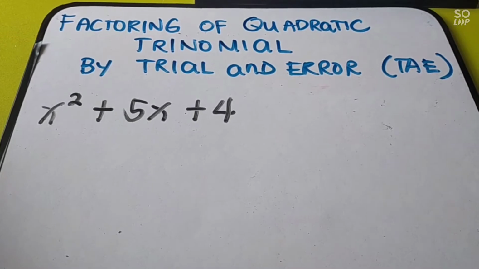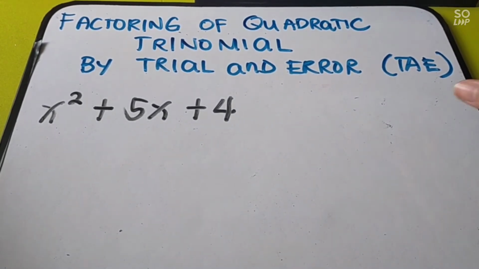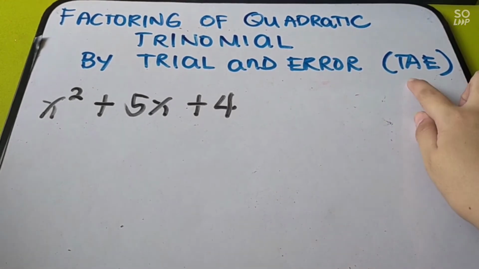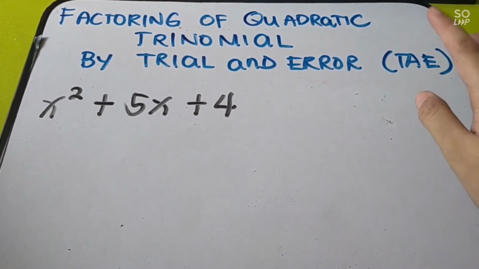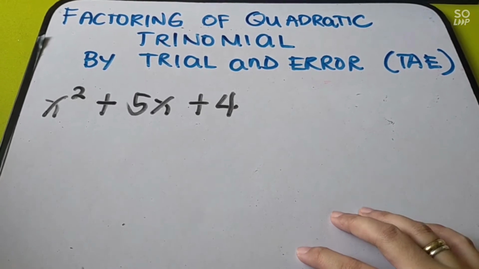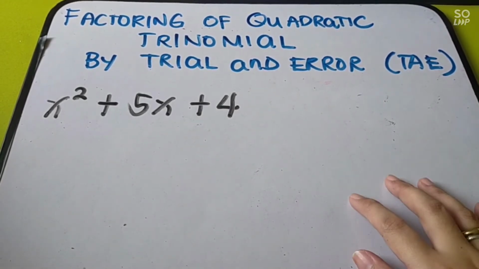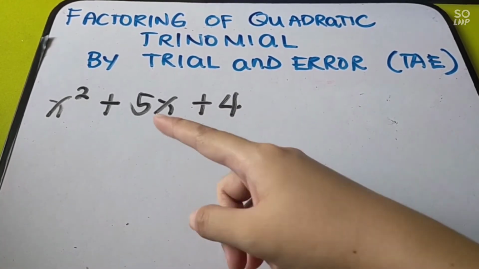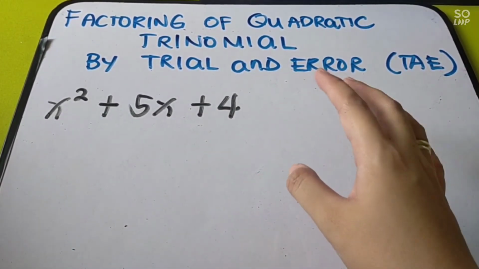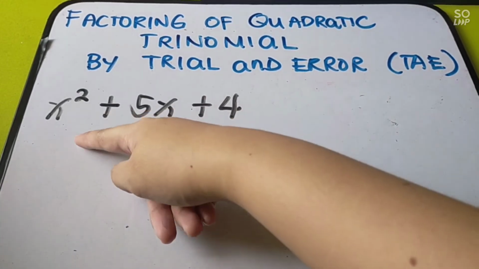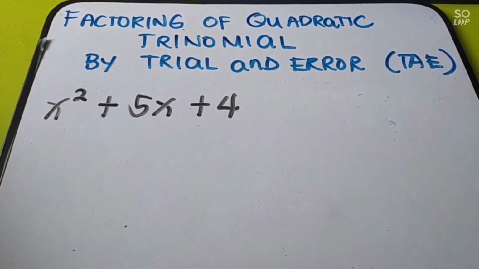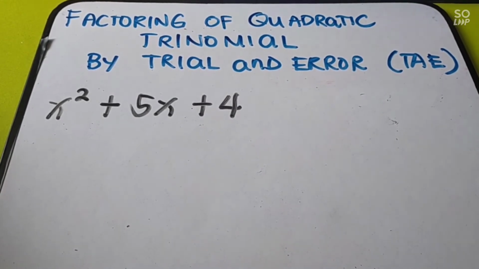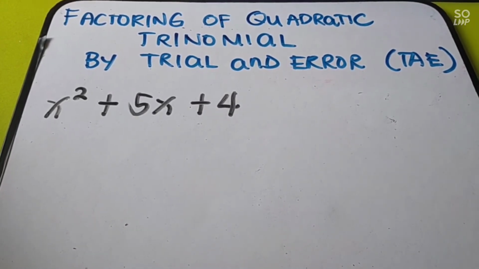Let us have the fourth kind of factoring. We have factoring of quadratic trinomial by using trial and error, or in short, TAE. So, as you can see, we have here trinomials, meaning 3 terms tayo. So, ma'am, yung given po natin ay parang katulad nung kanina, may perfect square dito at perfect square. Pwede po ba natin i-apply si perfect square trinomial? So, hindi natin dito pwedeng i-apply si perfect square trinomial.